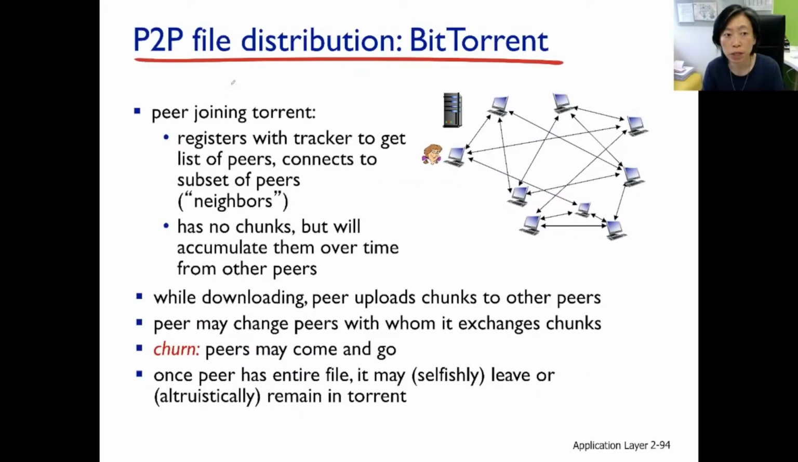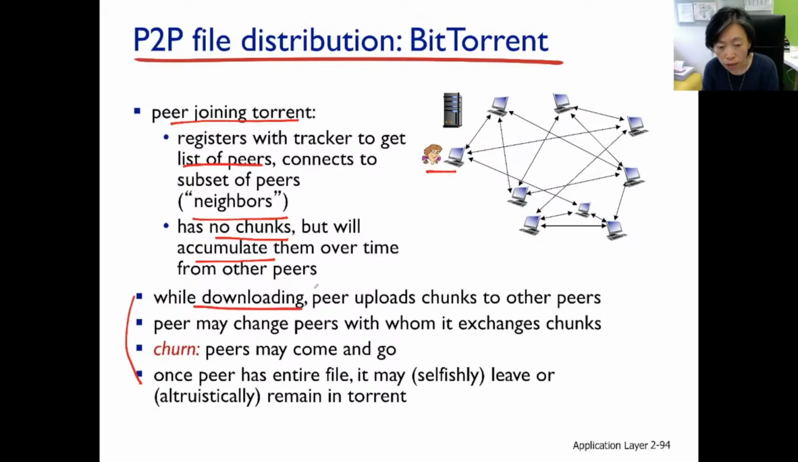Furthermore, about the operation of BitTorrent. A peer joining the torrent, you've heard it earlier, right? Contacts the tracker to get the initial set of peers. And those peers that are connected to Alice will be Alice's neighbors. Alice at the beginning has no chunks, but over time, Alice will accumulate these chunks and eventually grow into a complete file.